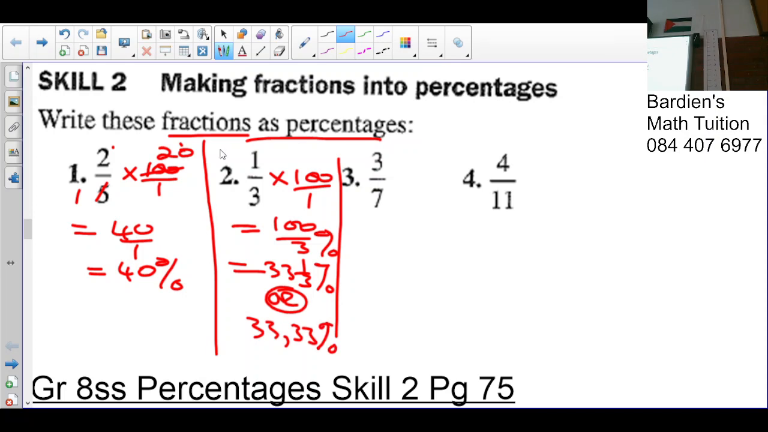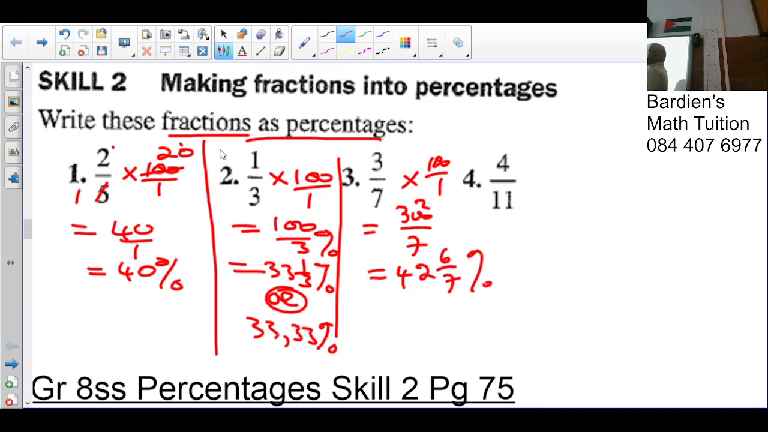You guys understand? Let's look at the next one. I'm going to multiply 3 over 7 by 100 over 1 again. Is there anything you can cancel here? No. So it's going to be 300 over 7. 7 goes into 30 4 times, 28, carry 2. That's 21, so it's 3. And 2 over 7 of a percent. Okay. Let's look at number 4.